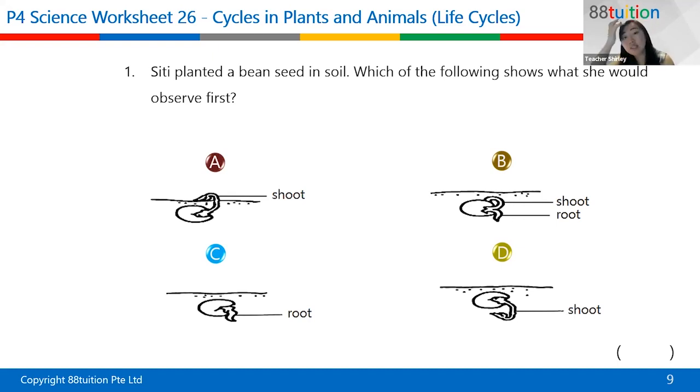Thank you. Catherine says the answer is C for the first question. Yes, that's right. Very good. I think just now it was mentioned in the life cycle of plants that the roots come out first, then the shoot. So the answer is C.